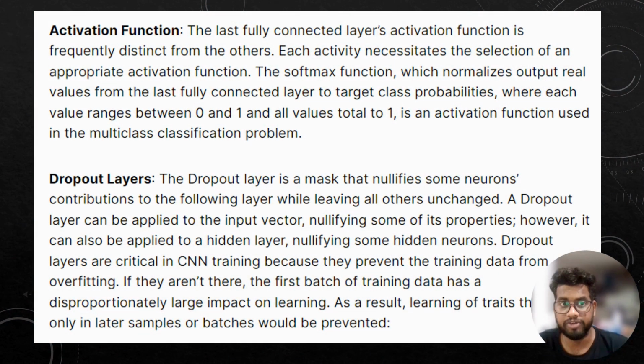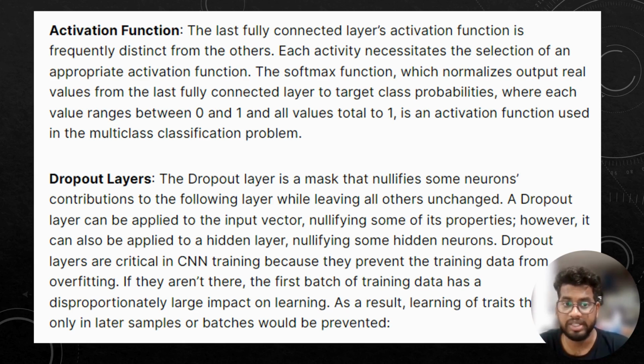About the activation function. The last fully connected layer's activation function is frequently distinct from the others. Each task necessitates the selection of an appropriate activation function. The softmax function, which normalizes output real values from the last fully connected layer to target class probabilities, where each value ranges between 0 and 1 and all the values total 1, is an activation function used in multi-class classification problems.